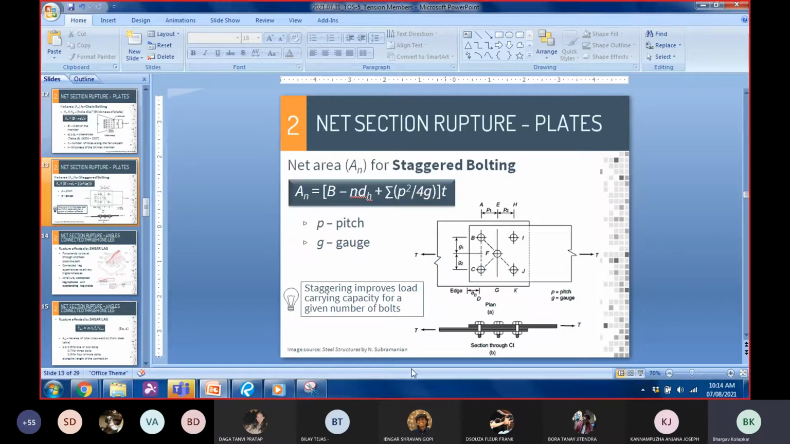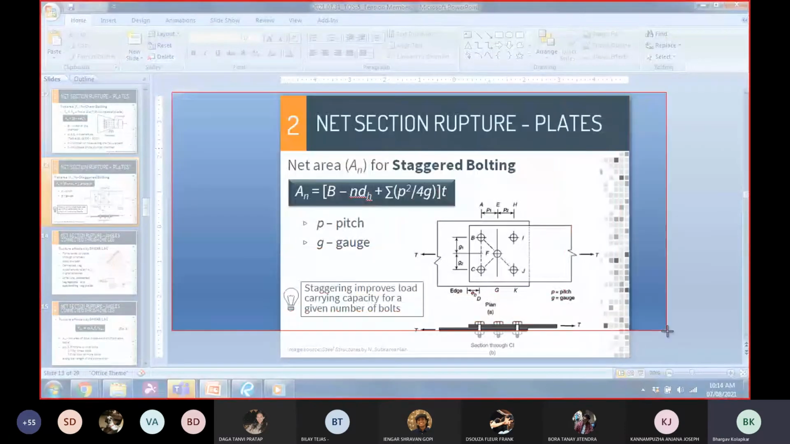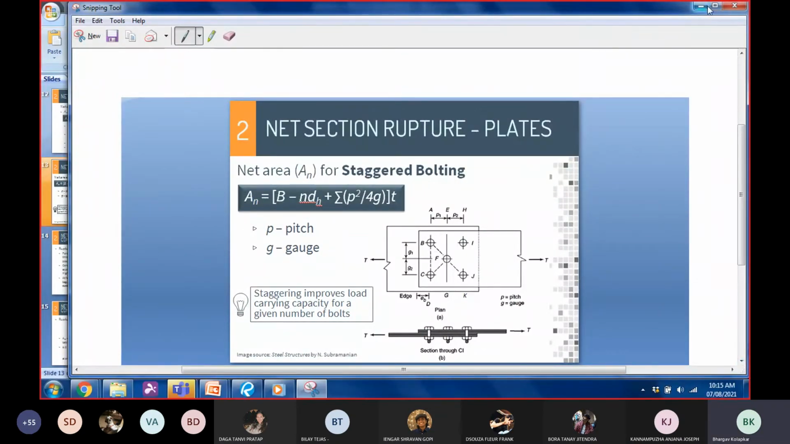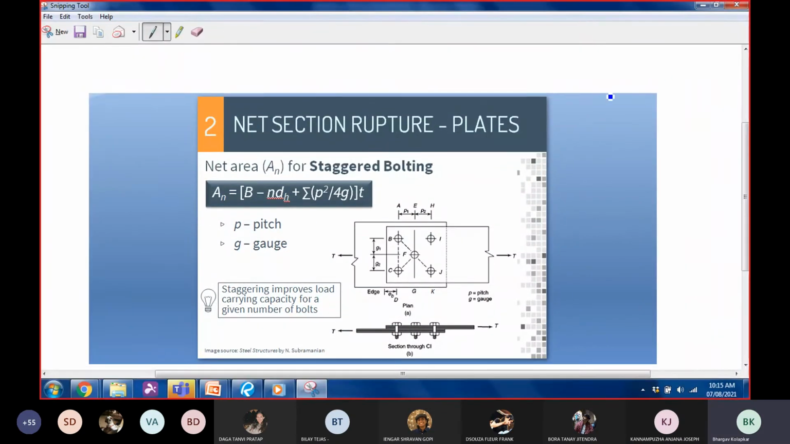The first thing is, don't get scared looking at these formulas. These are very easy, and they'll become so common that you'll remember them at the tip of your tongue. Okay, so initially what we add is b minus n times dh times t.